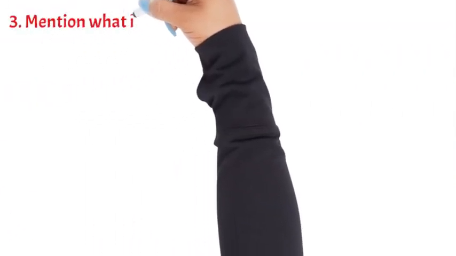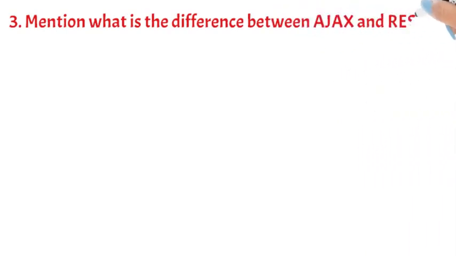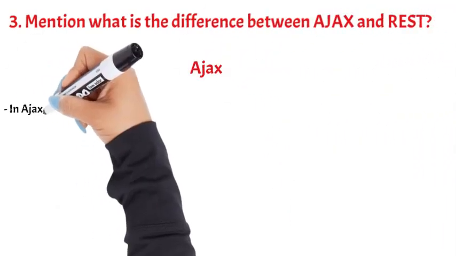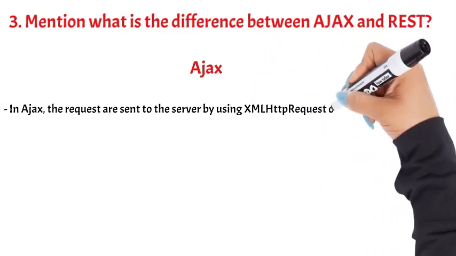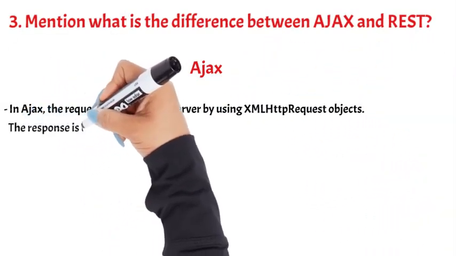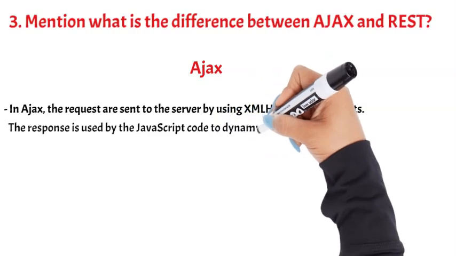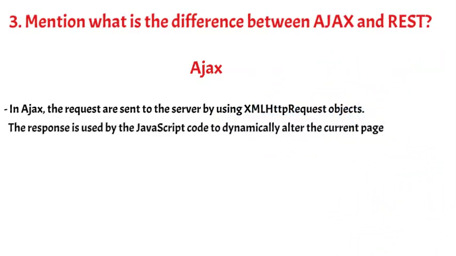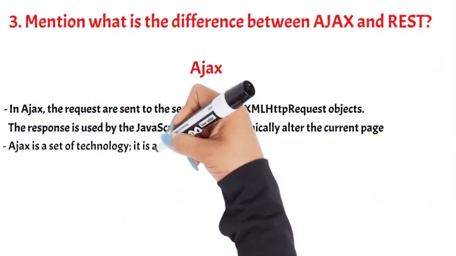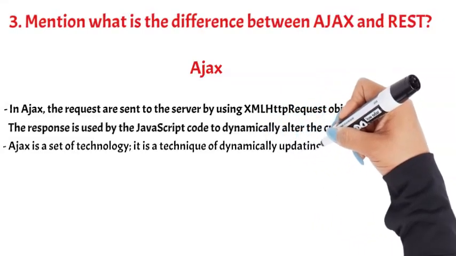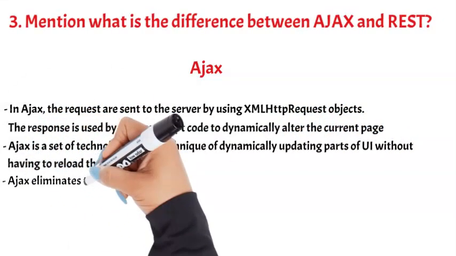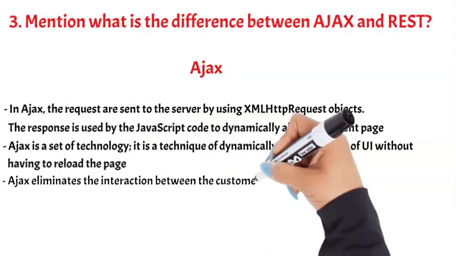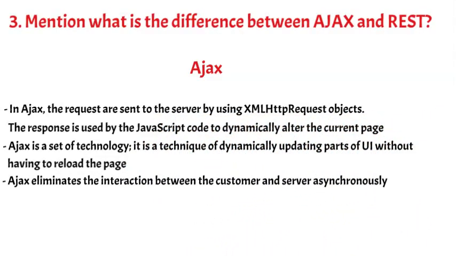3. Mention what is the difference between AJAX and REST. AJAX. In AJAX, the requests are sent to the server by using XML request objects. The response is used by the JavaScript code to dynamically alter the current page. AJAX is a set of technology. It is a technique of dynamically updating parts of UI without having to reload the page. AJAX eliminates the interaction between the customer and server asynchronously.